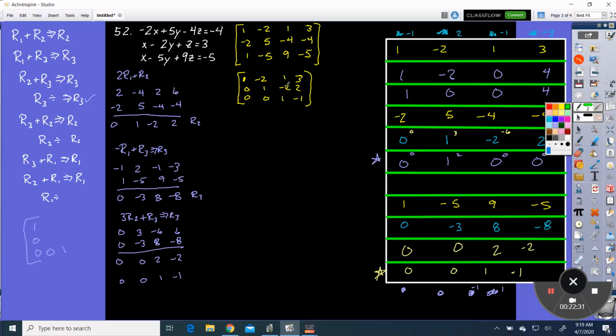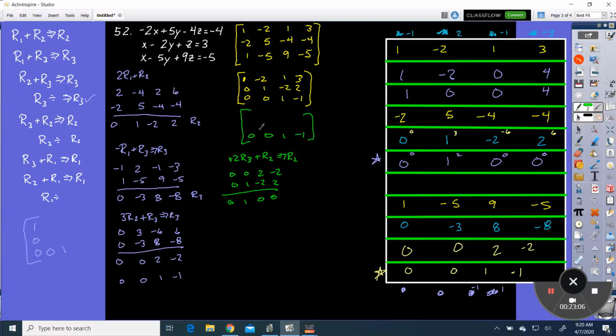I want this negative 2 to disappear. So I'm going to go negative 2 times row 3. You see right here it says row 3 and row 2. Add that to row 2. Let's see, I don't need a negative. That's already a negative up there. And it's going to make a new row 2. So just 2 times row 3 is going to be 0, 0, 2, negative 2. Add that to row 2, 0, 1, negative 2, 2. That makes 0, 1, 0, 0. Okay, so this bottom row doesn't change. It changes when I multiply it on the outside, but on the inside it's done. This is 0, 1, 0, 0.